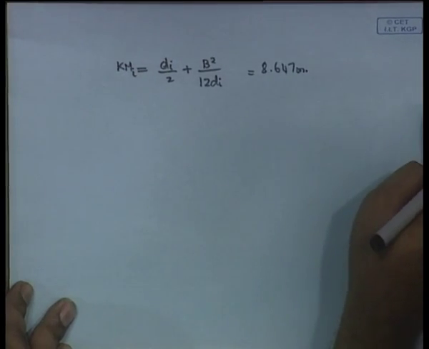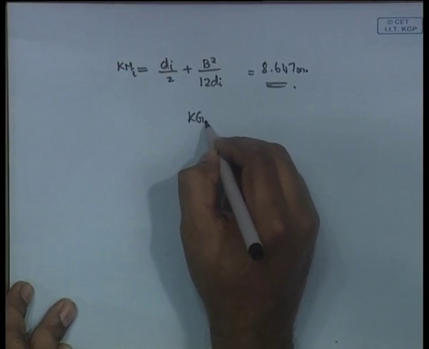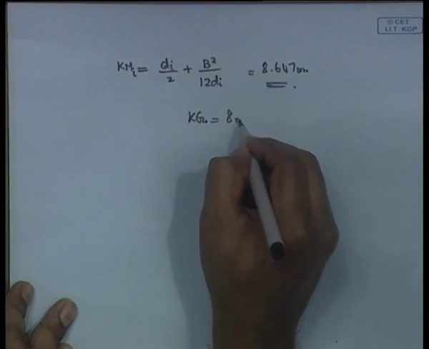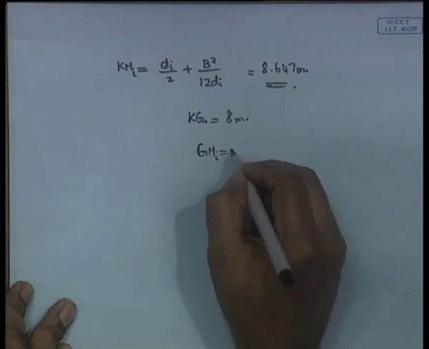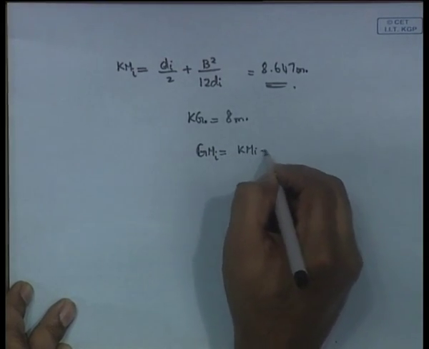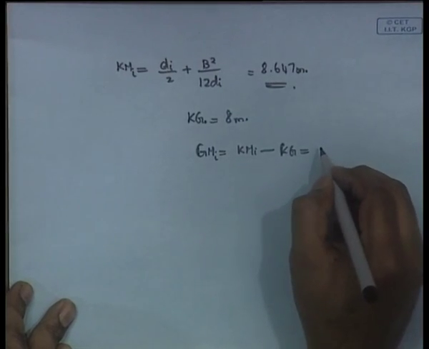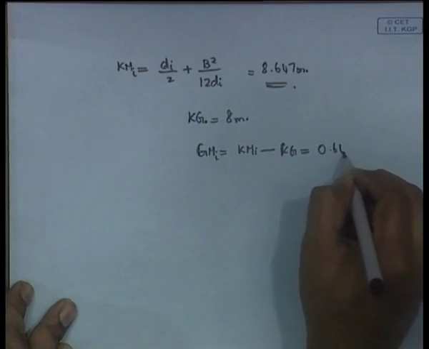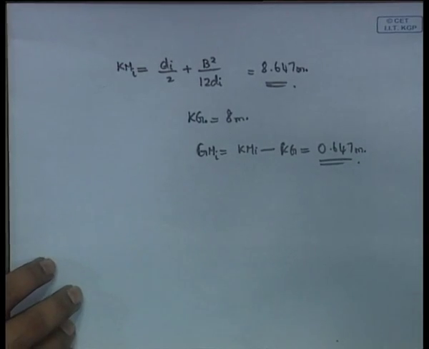So, this becomes the KM of the vessel. Then KG is given in the problem itself, KG is given to be 8 meters. Therefore, GM of the vessel in the intact condition is KM in the intact condition minus KG in the intact condition. KG does not change, in this case it becomes 0.647. So, this is your GM in the intact condition.